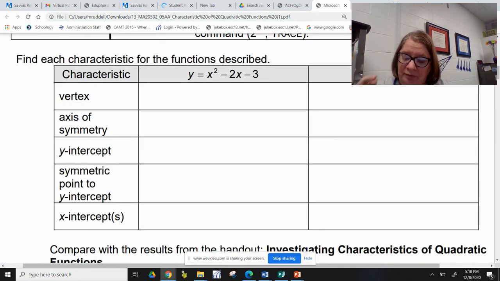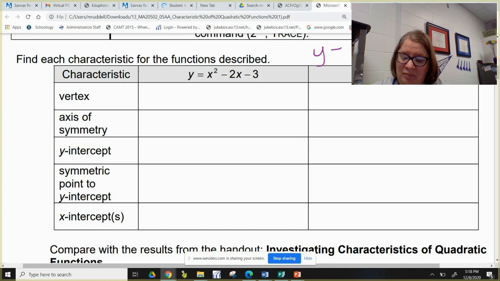Let's look at vertex form first. In this case, remember we have A times X minus H squared plus K. So in this case, what is the A? There's no number in front of the parentheses, so A is 1. This is X minus H, so just like with absolute value, we change the sign. H is 1, K is negative 4. Remember, if you look right above at the chart, it says that the vertex is H, K. So our vertex is going to be 1, negative 4.